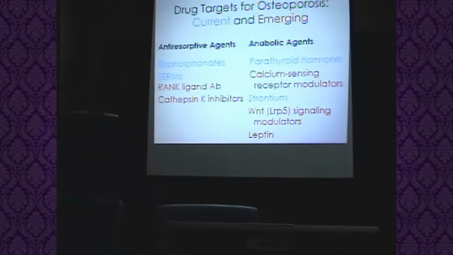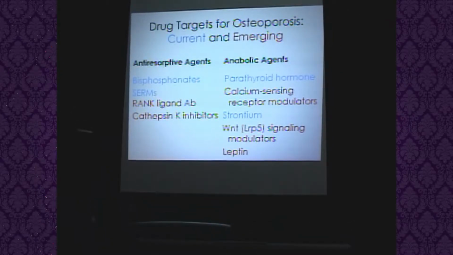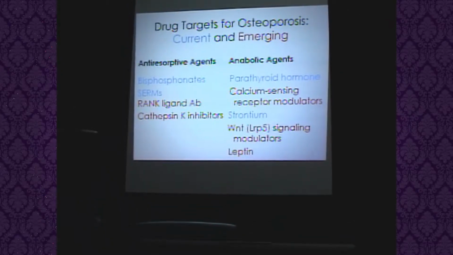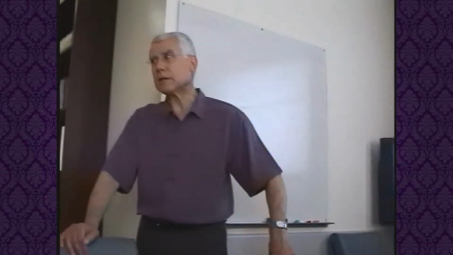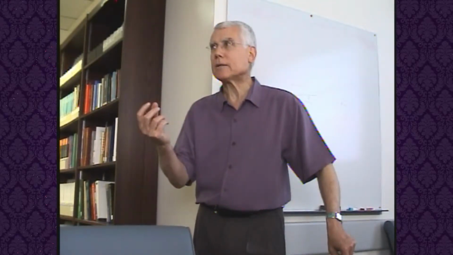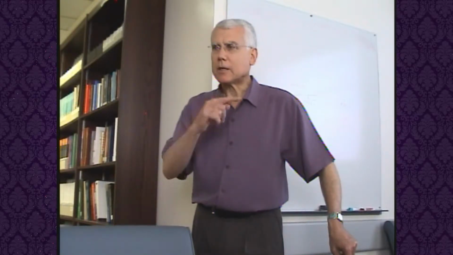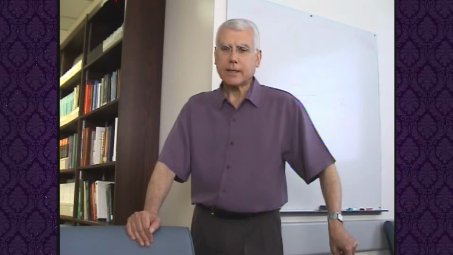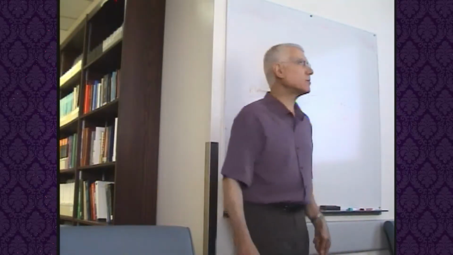Strontium is a cation that's used in a ranelate salt in Europe. It's approved in Europe. It's not approved in the United States. It substitutes for calcium in the bone matrix, and because it has a higher atomic weight than calcium, it increases bone density. But also, it's very difficult to measure bone mineral density in people who are treated with strontium because it gives false readings on these bone densitometers, so we have to be careful with that.